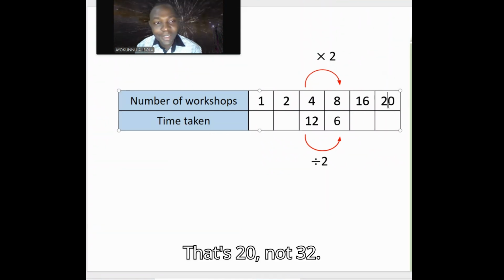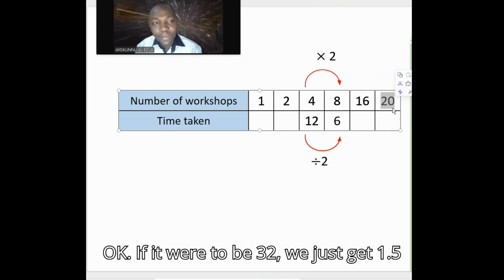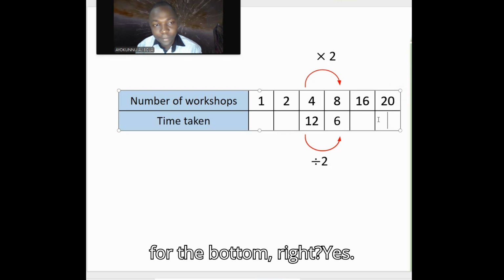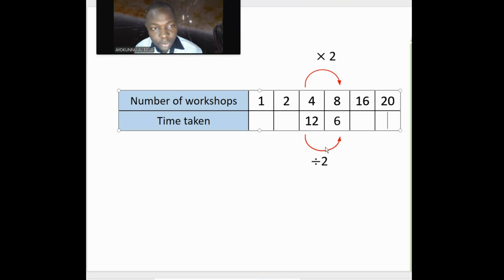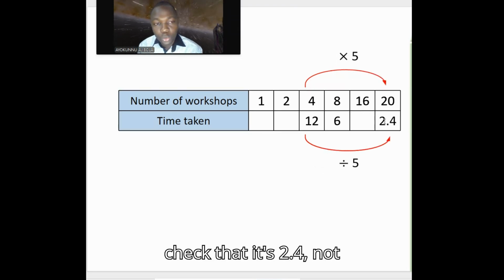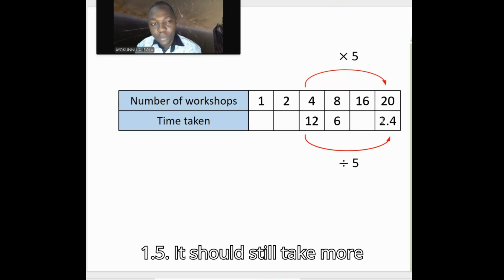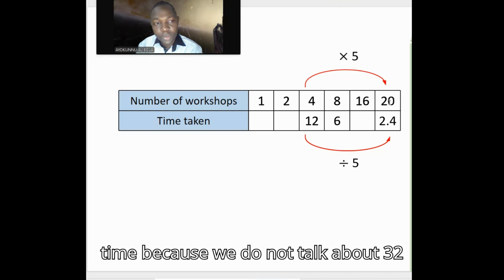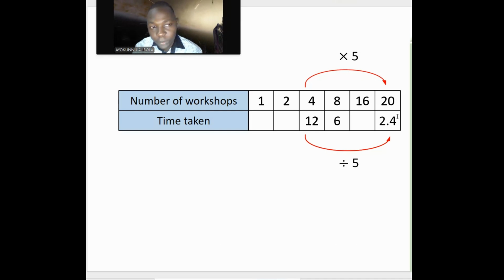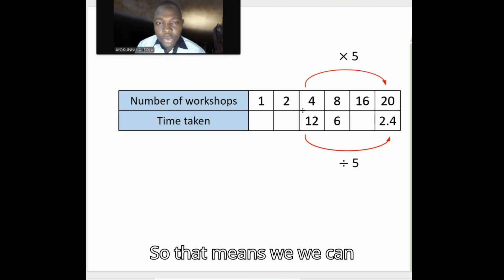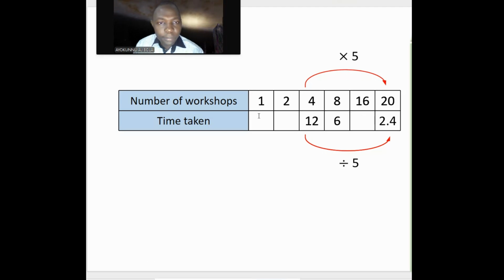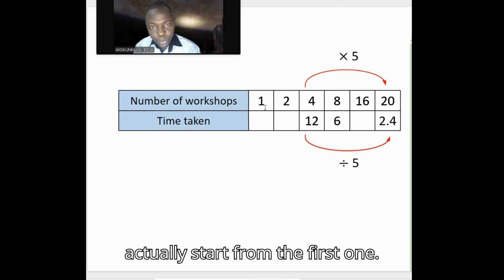That's 20, not 32. Okay. If it were 32, we just get 1.5 for the bottom, right? Yes. But now we have to check that it's 2.4, not 1.5. It will still take more time because we did not talk about 32 workshops being opened, okay? Yes, 20. So from 3 down, that means we can actually start from the first one.